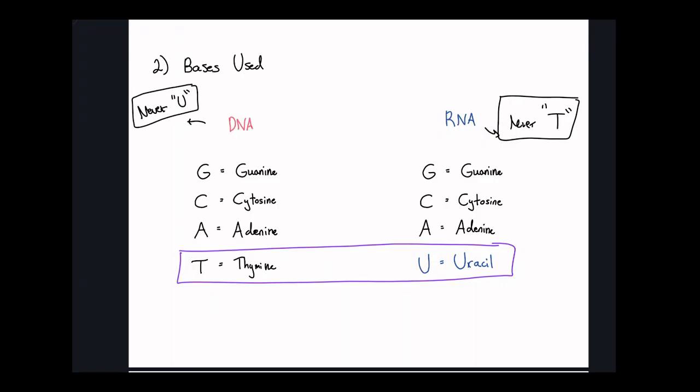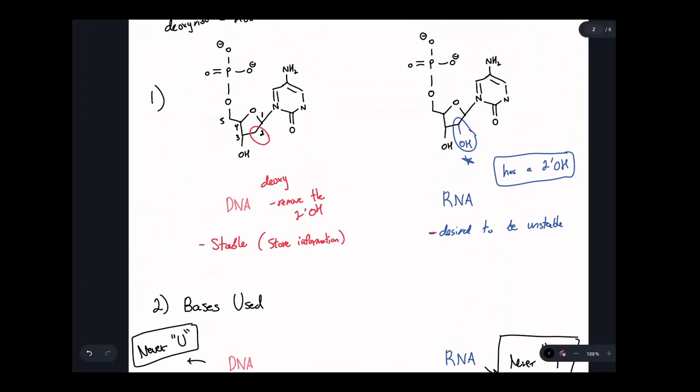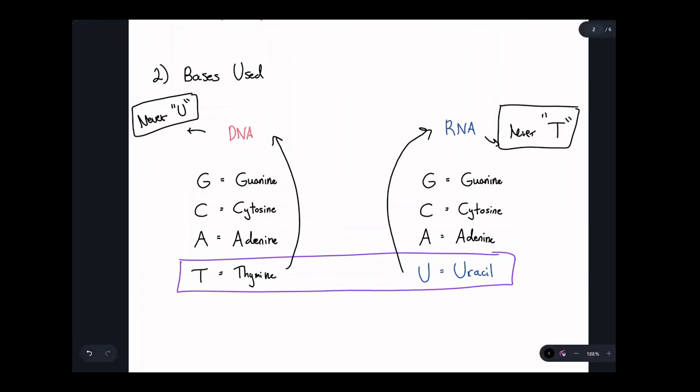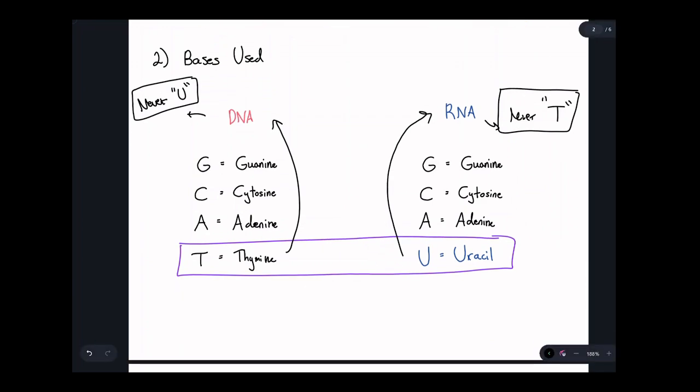So if you're looking at the sequence, and maybe you're not given the actual structure, you can't see the OH. But if you're given the sequence and you see a U in it, you know that it must be RNA. And if you see a T in it, it must be DNA. With that in mind, these are the 5 bases that encode every piece of information, which is pretty crazy.